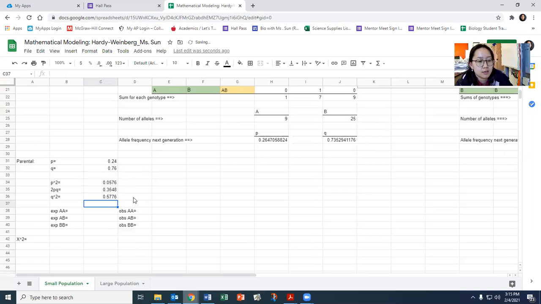And just to double check, you're going to want to make sure that this all adds up to 1, because p squared plus 2pq plus q squared should equal 1. So we're going to add this and this and this, and that should equal 1. And it does, so perfect. And then you can clear that, because we like to double check our work, but you don't have to show evidence that you were second guessing yourself.